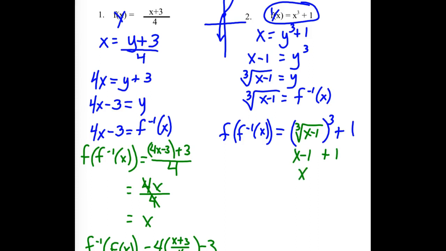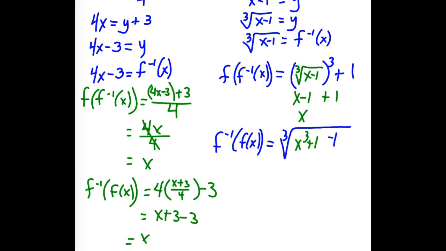Okay? Going the reverse direction, the inverse with the original. So now I'm starting with the cube root of something minus 1. And in place of that something, we're dumping the original function. And what drops out first? This time the 1's drop out first. And then the cube with the cube root.